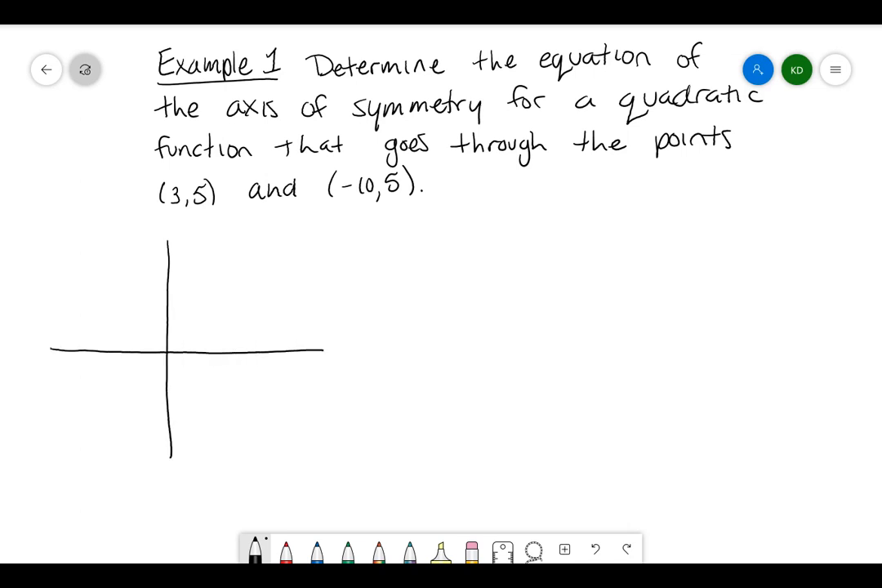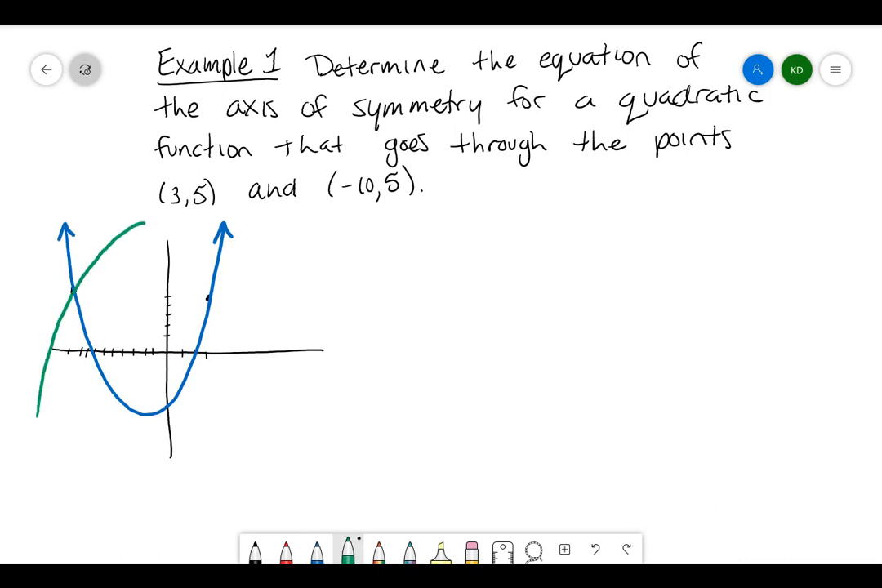So what we have is a point at (3, 5), so about here, and then we have a point at (-10, 5), like so. Quadratic functions are either going to look one of two ways. They're going to go through both these points and it's going to open up, so maybe something that looks like this, or it's going to go through those 2 points and it's going to open down.